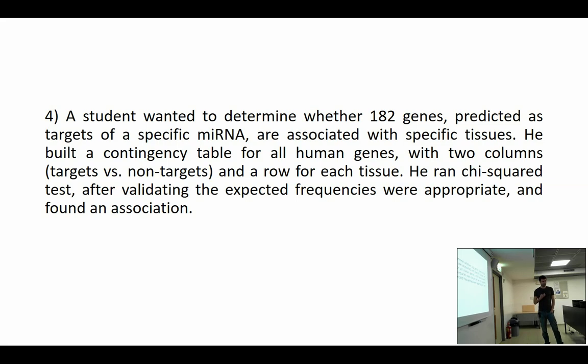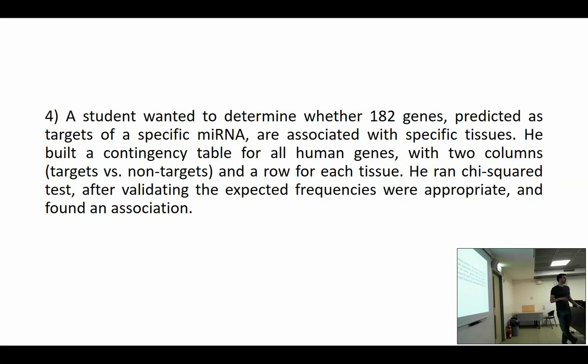He didn't do the correction for multiple tests. Multiple testing correction. Why would you need multiple testing correction here? Because he did many different experiments, like many tests. No, he just ran a single chi-square test. He built a huge contingency table for all the tissues together and then ran a chi-square test.